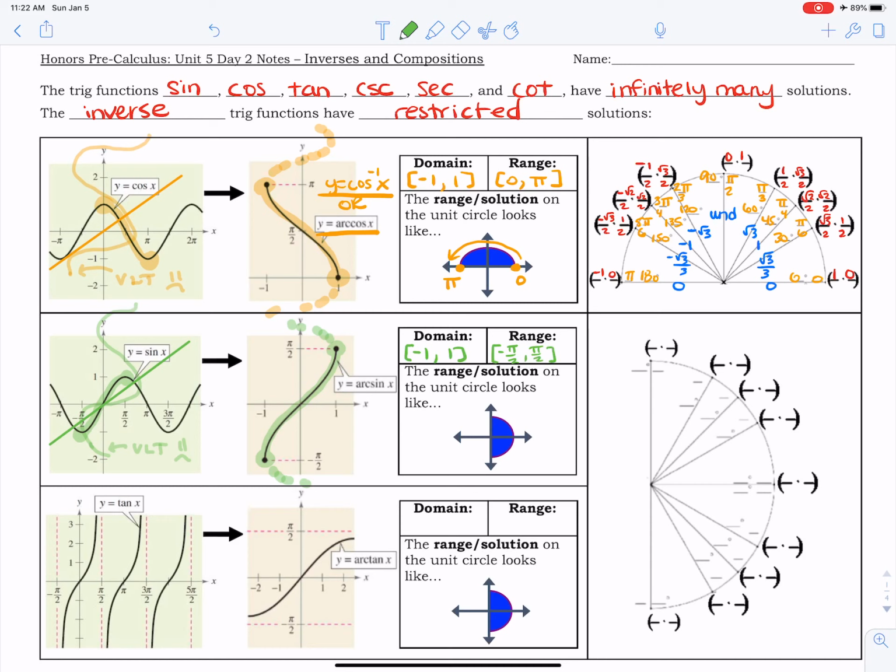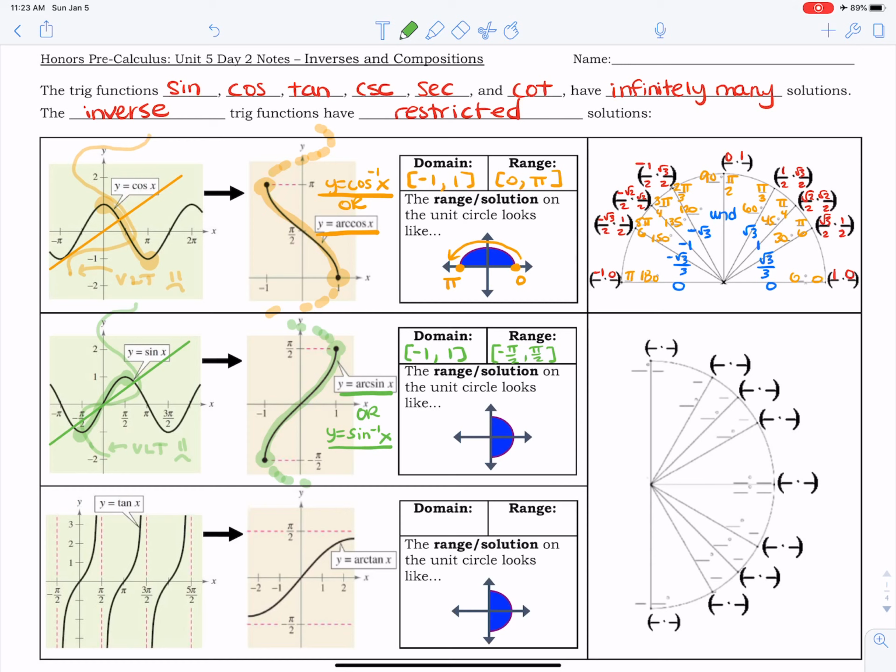Remember, we got to do the notation. So arc sine x is the notation, or y equals sine inverse, and you just read that as inverse, but you put a -1, x, which just means the inverse of the sine function.